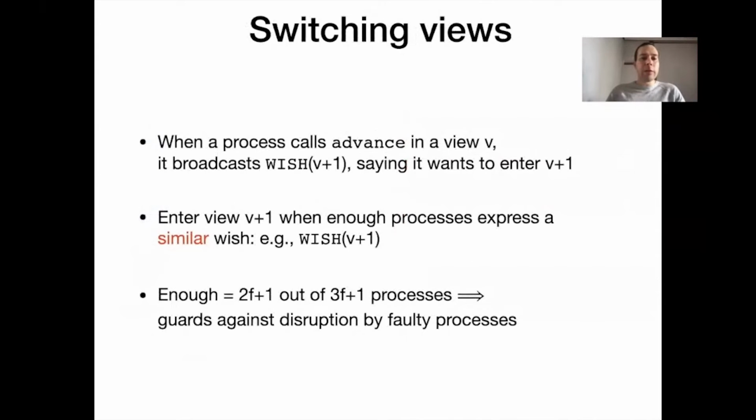The way this is done is as follows. When a process calls advance in a view V, it doesn't enter a new view straight away. It first broadcasts a special wish message saying that it wants to enter the next view V plus 1. The process will actually enter the new view V plus 1 when enough processes express a similar wish. I'll shortly explain what similar means in this context, but for example, this could be identical wishes. And as usual, enough means a supermajority, 2F plus 1 out of 3F plus 1 processes. And this is to guard against the disruption by faulty processes.